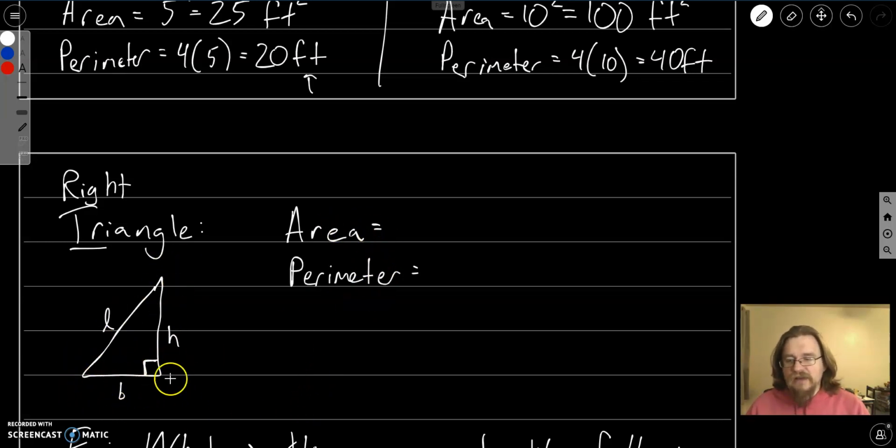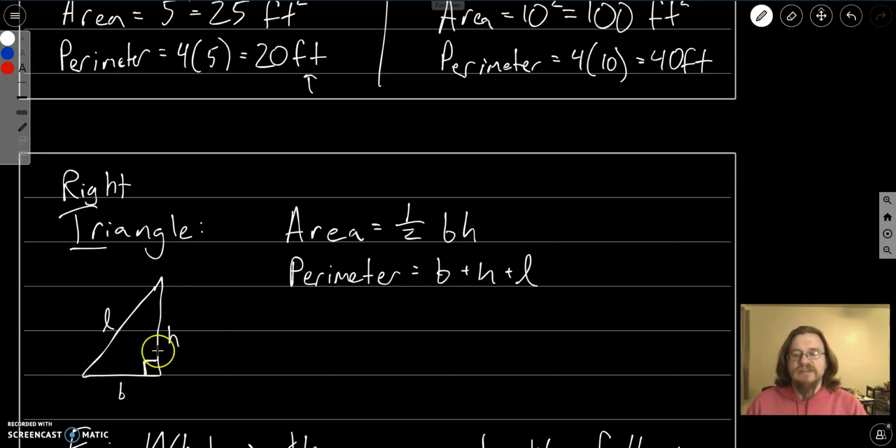And the area is pretty straightforward. It's just going to be 1/2 the base times the height. The perimeter, on the other hand, is just going to be the sum of the lengths of the sides. So it's going to be B plus H plus L. The perimeter is normally pretty easy. It's just going to be the sum of all these. The area is going to be a little bit more difficult.